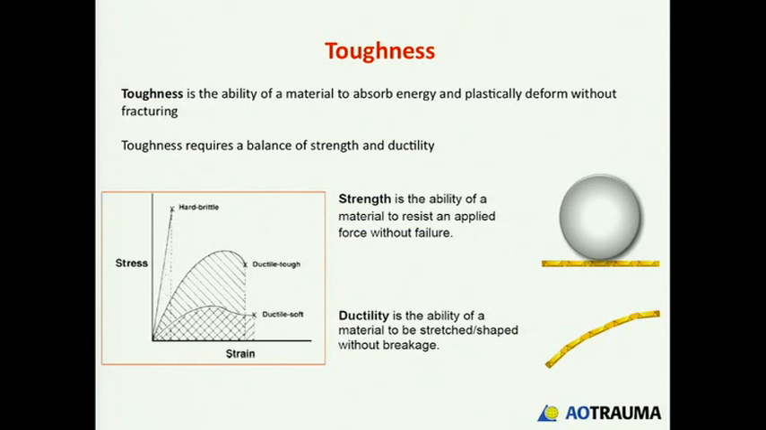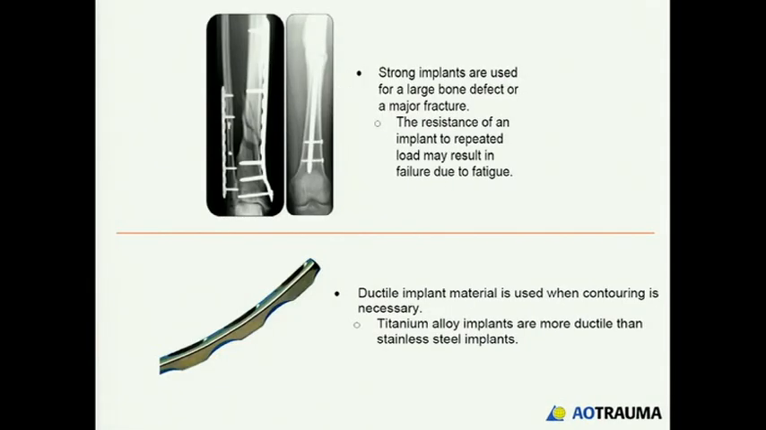So it depends on how much force you apply, and how much the material can withstand that force is the strength. And ductility is the ability of a material to be stretched or shaped without breakage. How ductile a material is sometimes is important, as you said, to pre-shape it before surgery or whatever. So strength and ductility are important properties to consider. Strong implants are used for large bone defects or major fractures, and ductile implants, as I was saying, when contouring is necessary, for example, you need ductile materials to use.